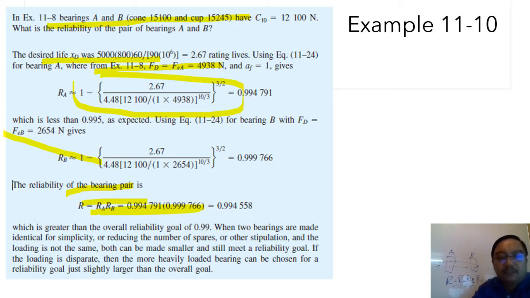When two bearings are made identical for simplicity, reducing the number of spares and attention, and the loading is not the same, both can be made smaller and made with the reliability goal. If the loading is separate, the more heavily loaded bearing can be chosen for a reliability goal just slightly larger than the overall goal. So if they are identical, you can choose a smaller size of bearing. But if one is given more load, you should choose a more heavily loaded bearing for this one, and a lower load bearing for this one. This is what the textbook says.